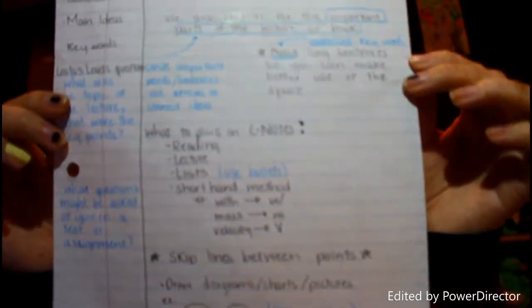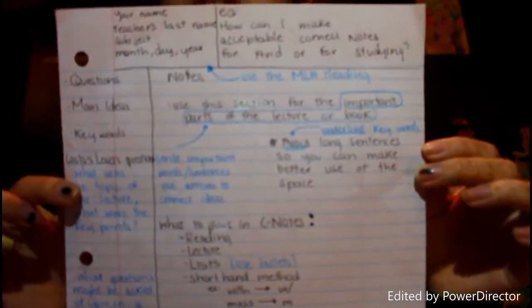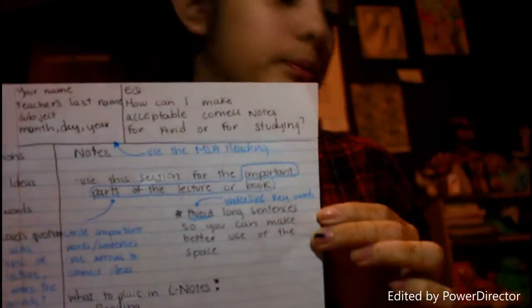Another example of good notes that you have already seen was the example of what Cornell Notes should have. And it looks pretty decent. It has everything, which is good. And that's it.